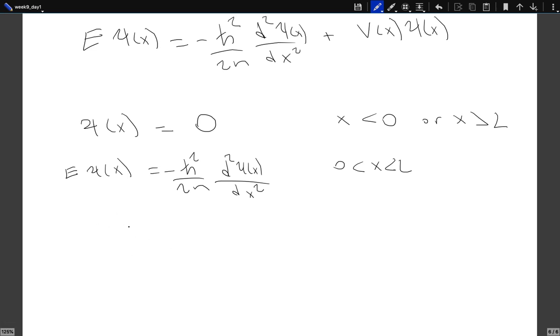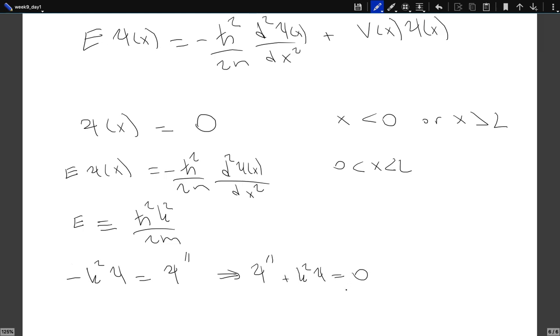Let me define E as, this is the definition, ħ²k² over 2m. Why do I define it like this? Because I will cancel the ħ² over 2m. So this tells me that k²ψ is equal to minus the second derivative of ψ, or the second derivative of ψ plus k²ψ is equal to 0. This is my equation.